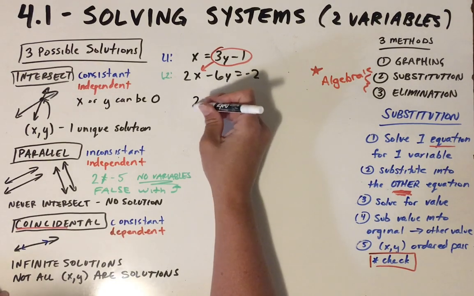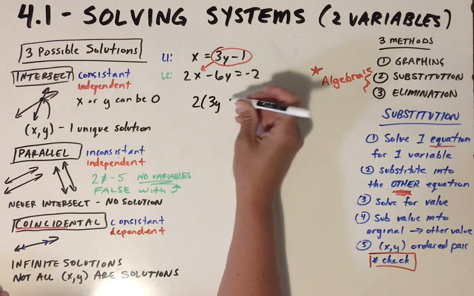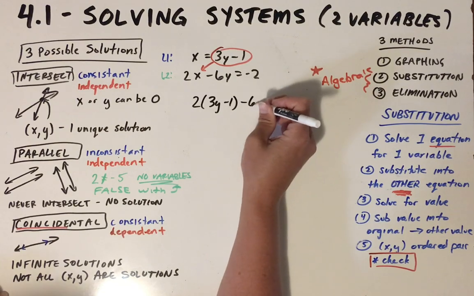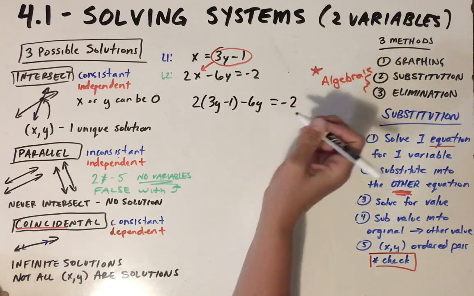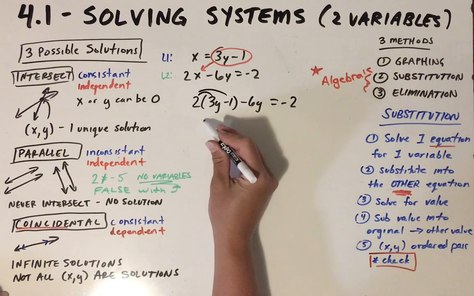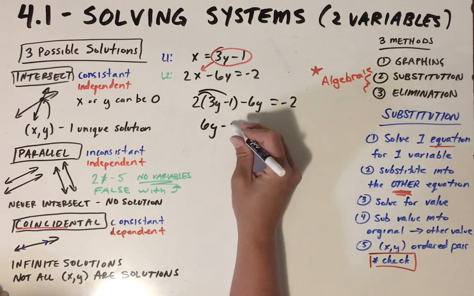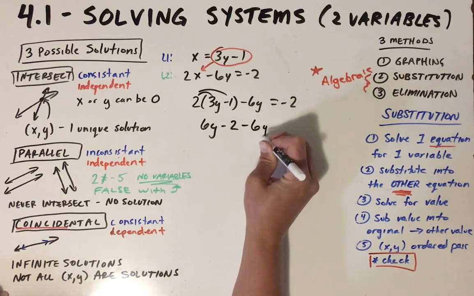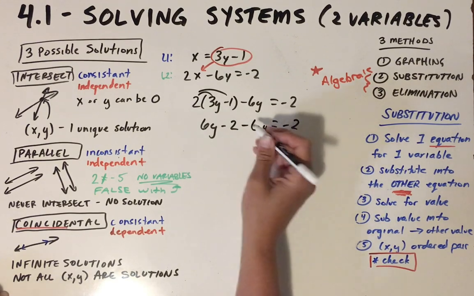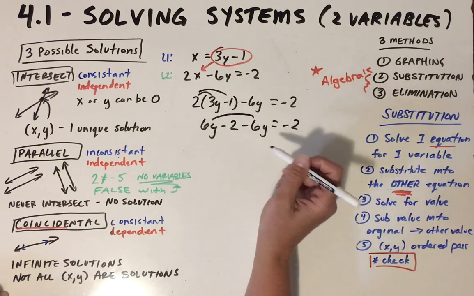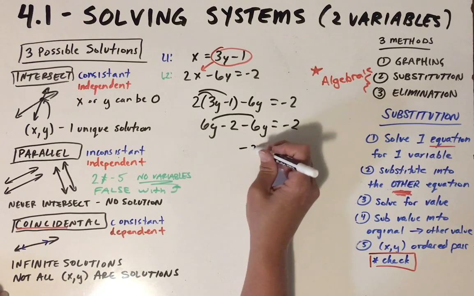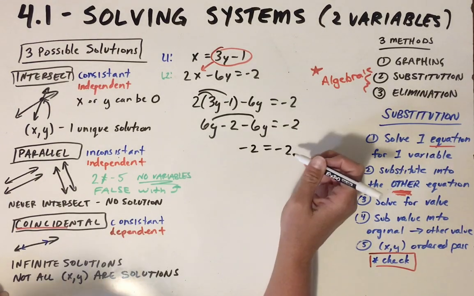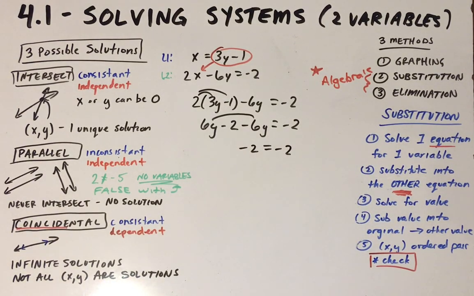So I'm going to get 2 times 3y minus 1 minus 6y is equal to negative 2. Okay, I'm going to simplify here, get 6y minus 2 minus 6y is equal to negative 2. These are on the same side, so I'm going to combine them. 6y minus 6y is 0, so then I get negative 2 is equal to negative 2. And you're like, whoa, what the heck? Where'd the variables go again?